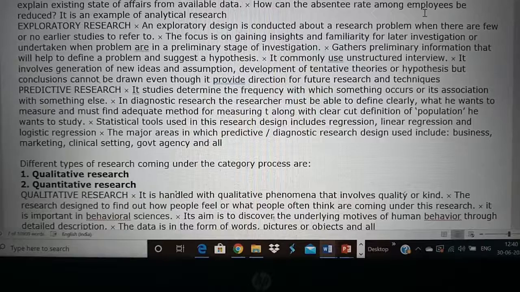This can be diagnostic research also. You are predicting whether a particular disease can be diagnosed or treated in a particular way. A lot of statistical data are used, like regression, linear regression, logistic regression, which we are not going to go into in detail, but I'm just telling you that these are statistical methods that will help you predict. Once you collect the data, you use these statistical tools, and then you will be able to come to a research conclusion. So that is predictive research.